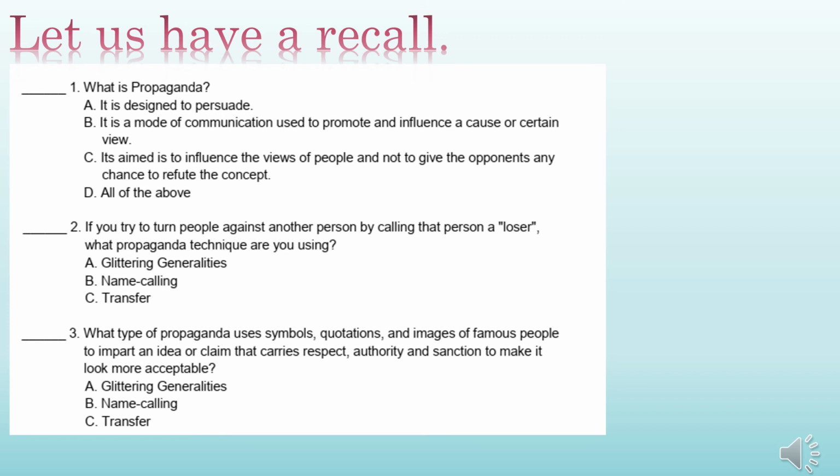Okay? Now, let's move on to number 2. If you try to turn people against another person by calling that person a loser, what propaganda technique are you using? The answer is B, name calling. 3. What type of propaganda uses symbols, quotations, and images of famous people to impart an idea or claim that carries respect, authority, and sanction to make it look more acceptable? We just discussed this. So this is letter C, transfer. Let's go to number 4.